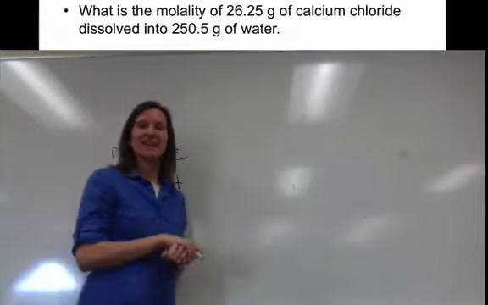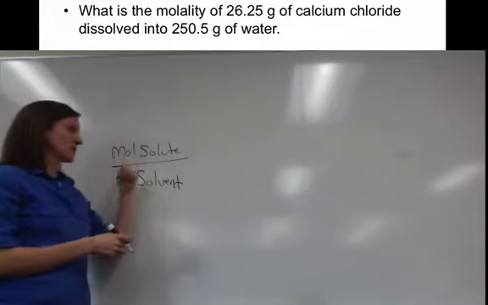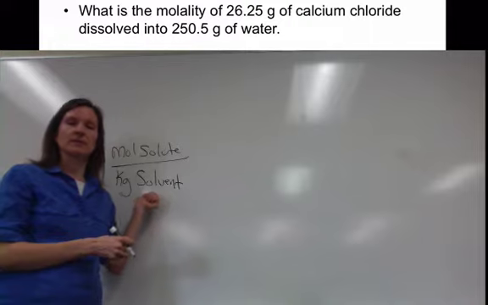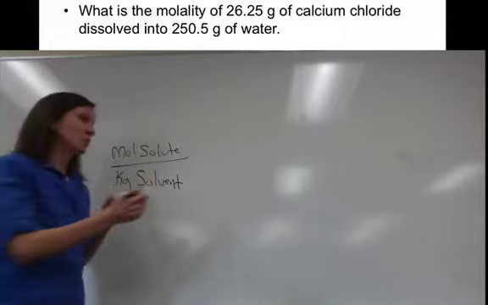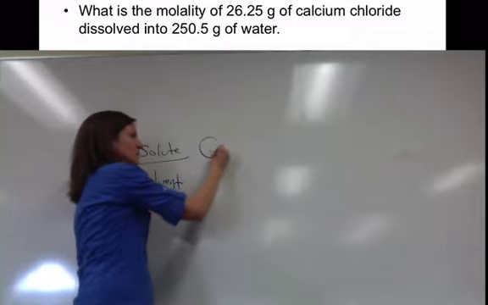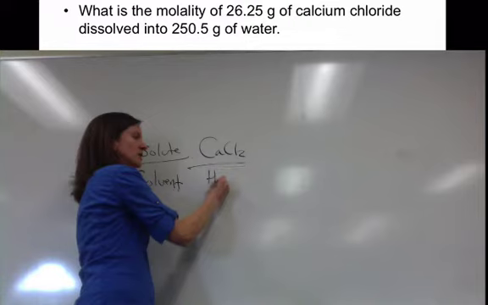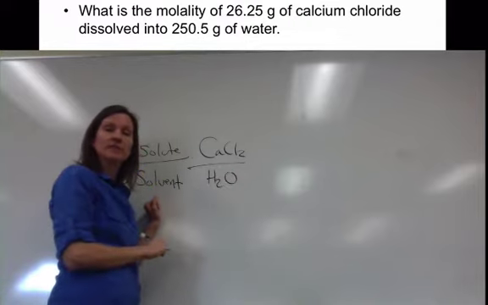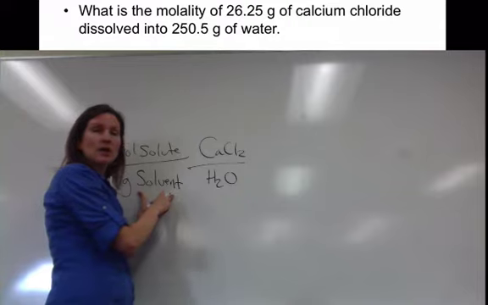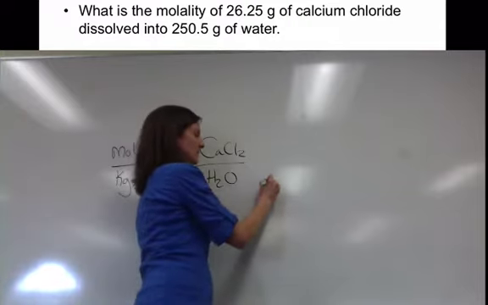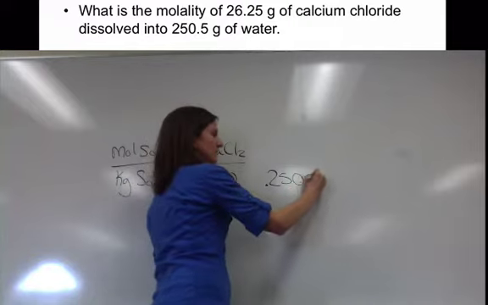Next problem asks us to simply calculate molality, which again is moles of solute per kilograms of solvent. So when I read it, it says calcium chloride is dissolved into water, which means your calcium chloride is your solute and your water is your solvent. So I'm given grams of water. I can get that to kilograms, dividing by 1,000.